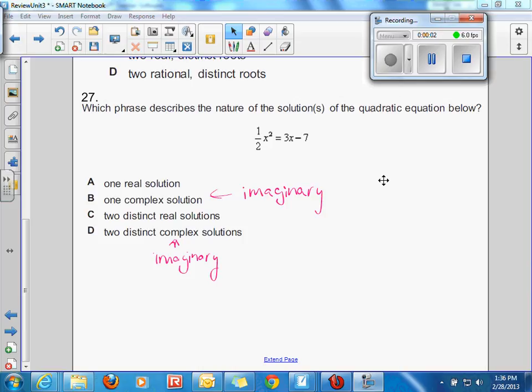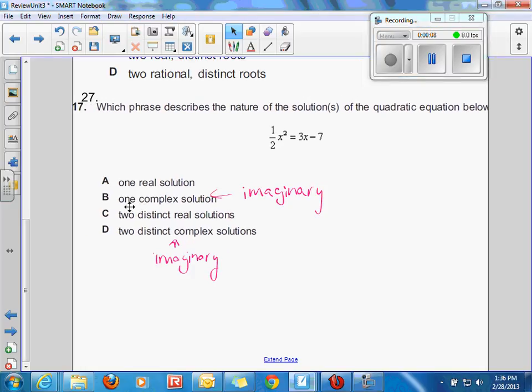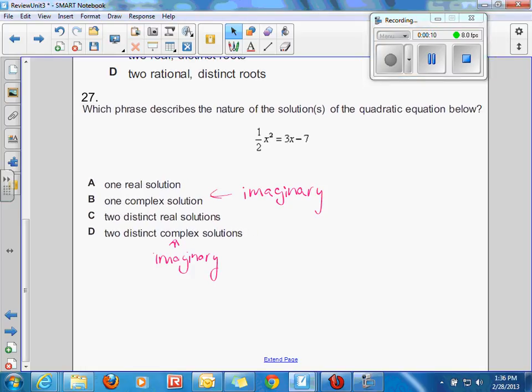All right, so on this question, 27 on the review, we were talking about the fact that it says complex right here and pointing out that that means imaginary. So anytime they say complex, that means imaginary because the first option is one real solution. So obviously B saying one complex, it can't be a real solution. So it's asking about imaginary solutions there because those are the two types that we could have.